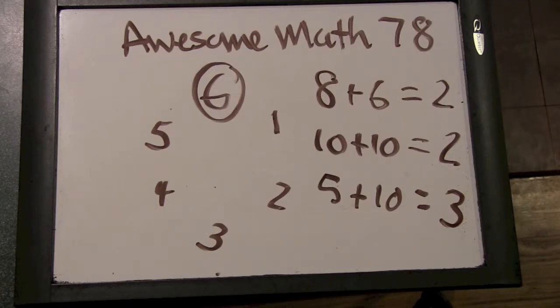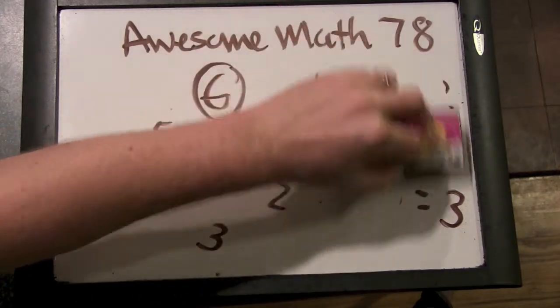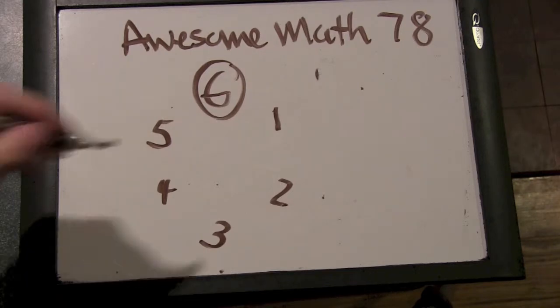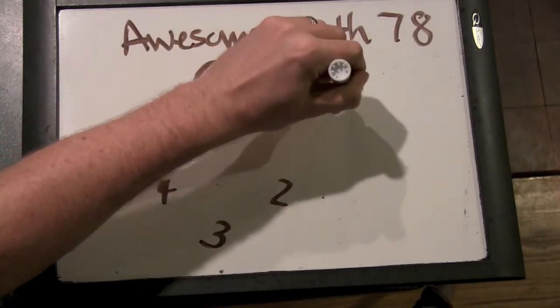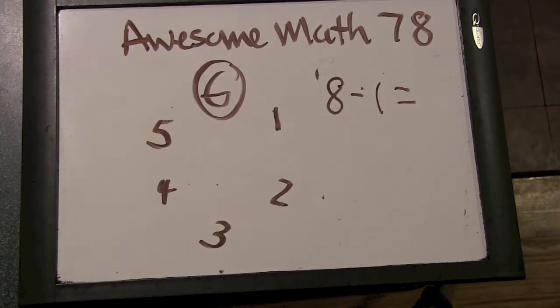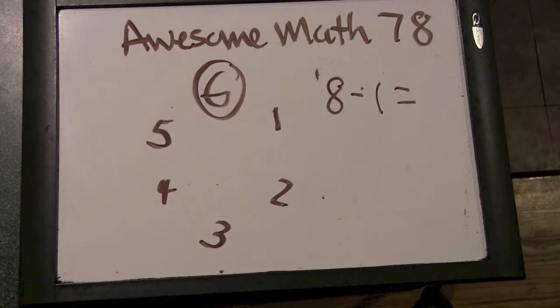Now, you can also subtract. So once you reach 6, you have to shift back to 5, 4, 3, 2, 1. So let's do 8 minus 1. What does that equal? Well, 8 would be here, so 8 minus 1 would be 1. That's interesting. 8 minus 1 equals 1.